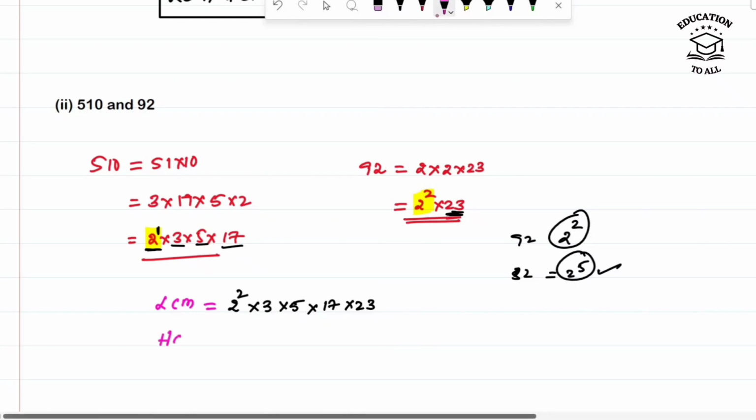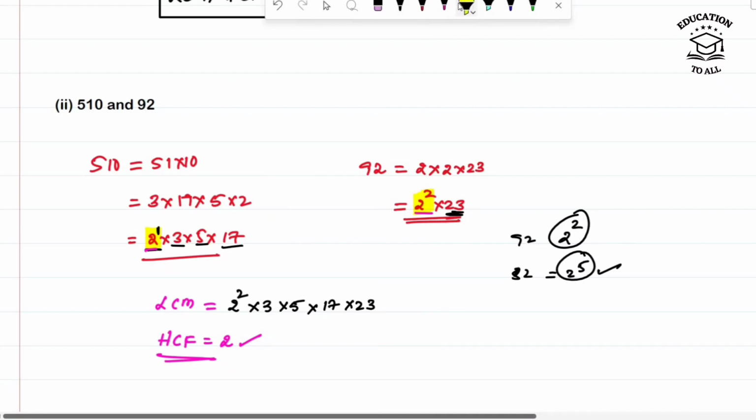So similarly I'm finding the HCF for the given numbers. In the HCF you observe this is 2 and it is 2 square, so 2 alone should be taken, and 3, so no 3, 5 no 5, 17 no 17, this 23 no 23. So that's all, we can say only 2 is the HCF for that.